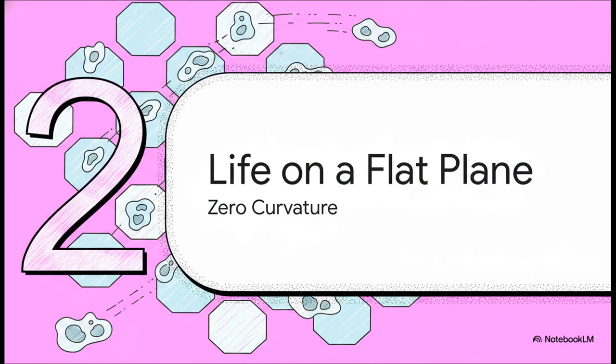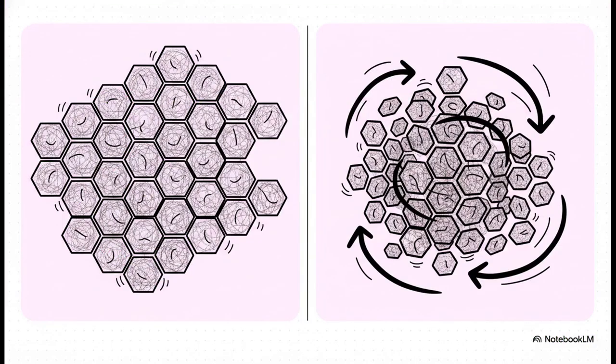Moving on to part two, life on a flat plane. This is our zero curvature baseline. On a perfectly flat surface, the contrast between our two states of cellular activity is, honestly, night and day. In a state of low activity, the system behaves just like an ordered lattice. It's this pristine, intact honeycomb structure. The cells barely move, just kind of quietly vibrating in place. But crank things up to high activity, and that active motility totally shatters the crystalline order. This is what triggers the fluidization we just mentioned.